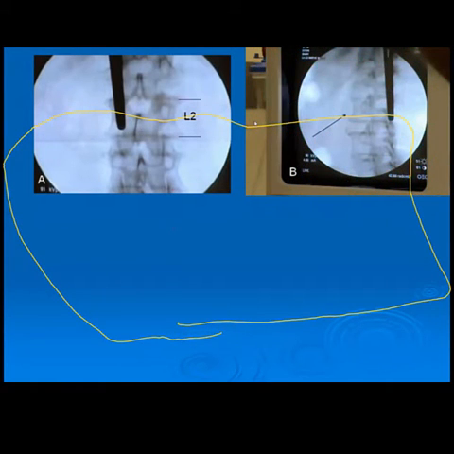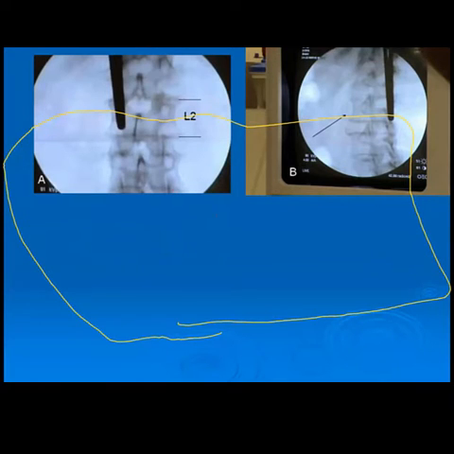The next step is to rotate the C-arm ipsilaterally to the side to be blocked. And this is continued until your transverse process disappears behind the anterolateral aspect of the vertebral body, or the lateral border of the vertebral body.